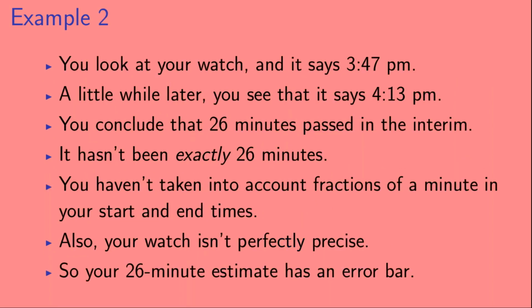Okay, let's look at another example. Let's say you look at your watch and it says 3:47 p.m. A little while later, you see that it says 4:13 p.m. You conclude that 26 minutes passed in the interim. Now, it hasn't been exactly 26 minutes. You haven't taken into account fractions of a minute in your start and end times. And also, your watch isn't perfectly precise, so your 26-minute estimate has an error bar.